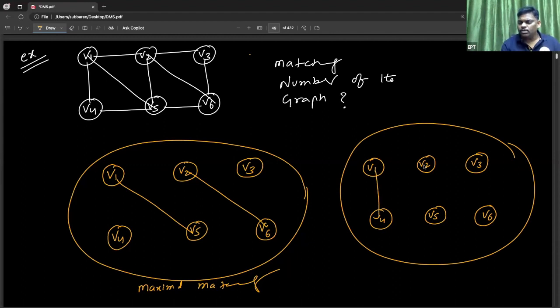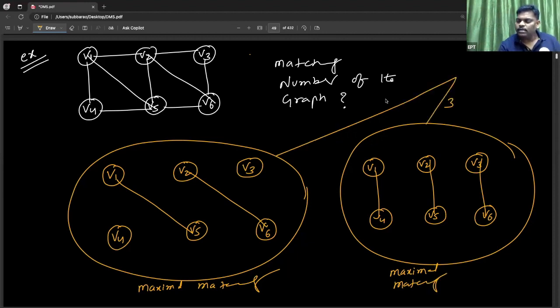I think this also I can keep. Am I right? It is also a matching, and there are more edges. I cannot add one more, so it is a maximal matching. More edges are there. So let me write it now. It is also a maximal matching. But out of them, this one has 3 edges and that one has 2. So 3 is the matching number of the graph.